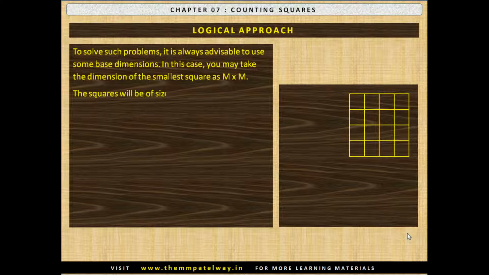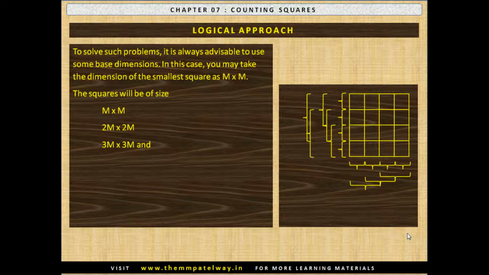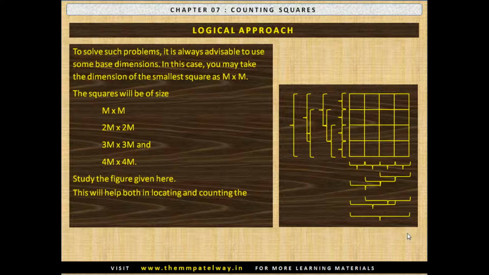Now, if you see the figure, you will find that we have the squares of the following sizes: m into m, 2m into 2m, 3m into 3m, and 4m into 4m. Study the brackets, horizontal as well as vertical, very carefully. This will help both in locating and counting squares of various sizes. Having done this part, let's go to counting the squares of each size.